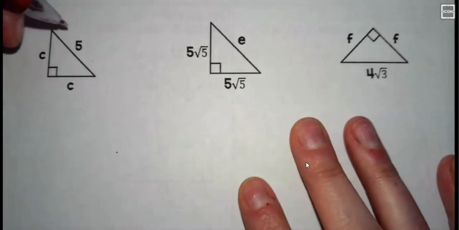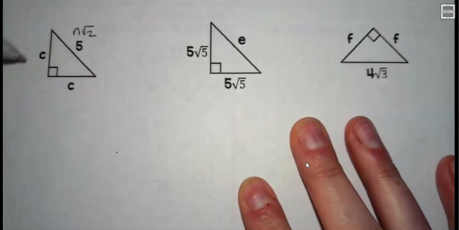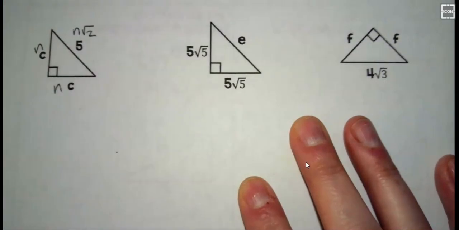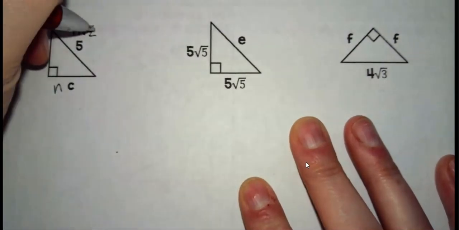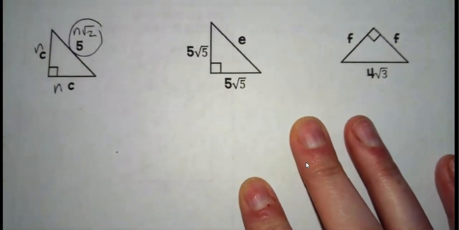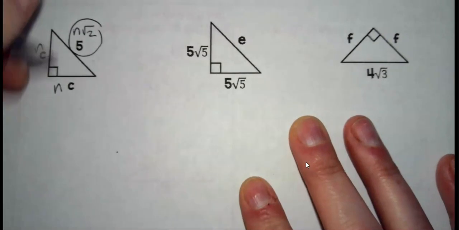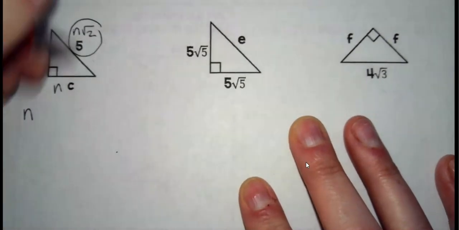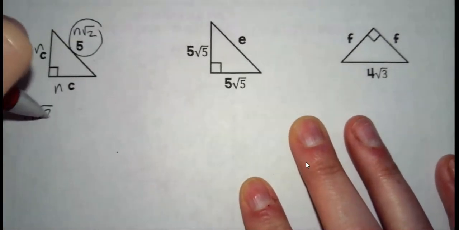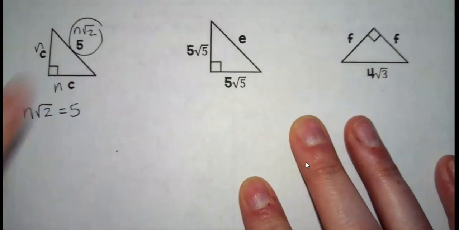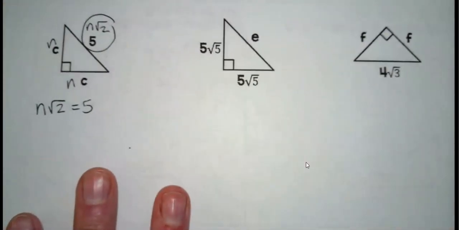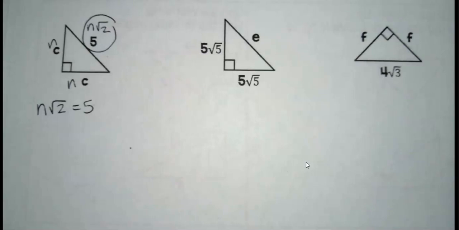Let's follow the steps. We're going to label the triangle. My hypotenuse is n root 2. The other two are n. Okay. And then step 2 is to circle what is given. And then you're going to identify or solve for n. So what do I need to do? I need to set whatever I circled equal to each other. So that's the point of circling, is because they're going to be equal to each other.